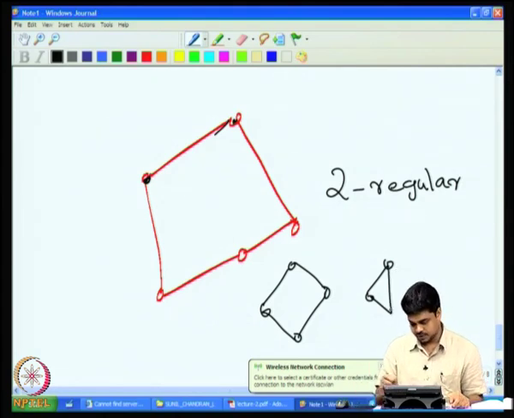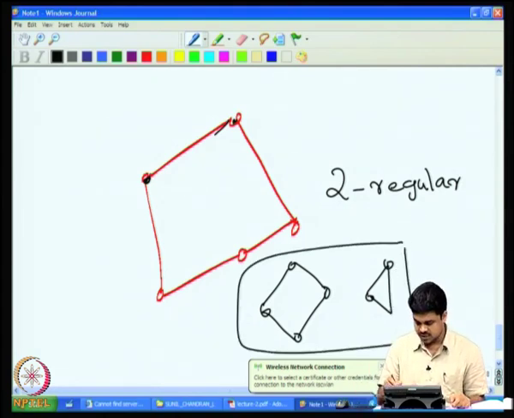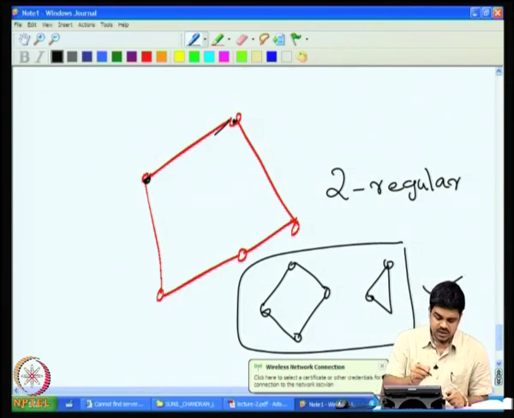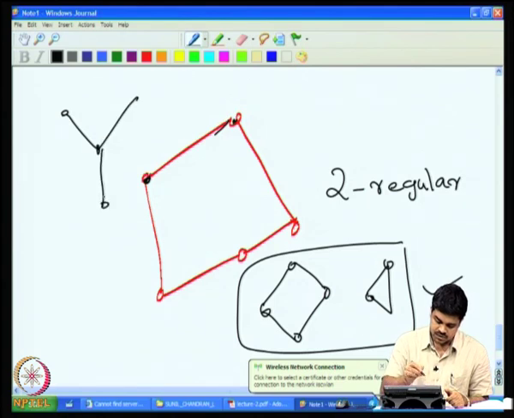This is a 2 regular graph together, though it is not connected, but this is also a 2 regular graph. And if I want a 3 regular graph, let us consider this graph. So, I am just putting it like this, this is a 3 regular graph.